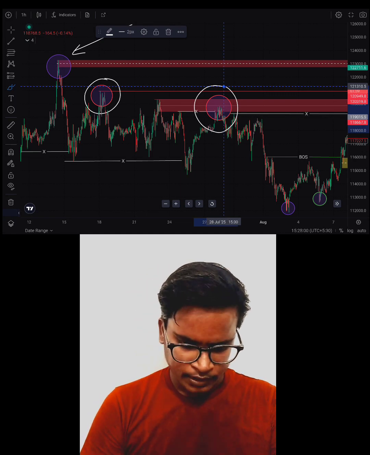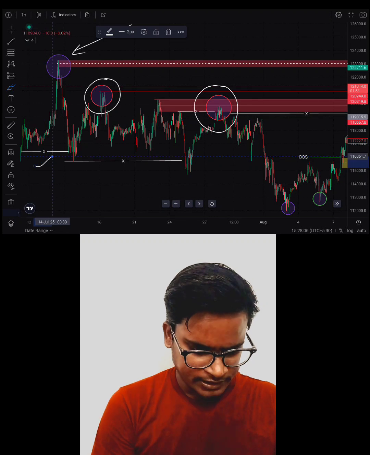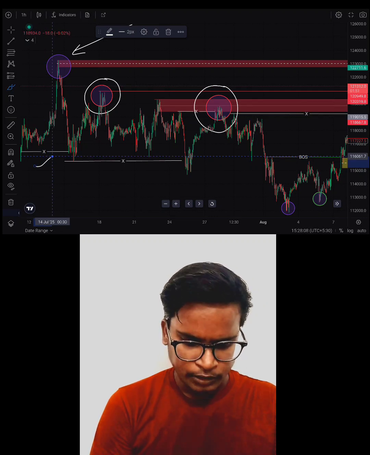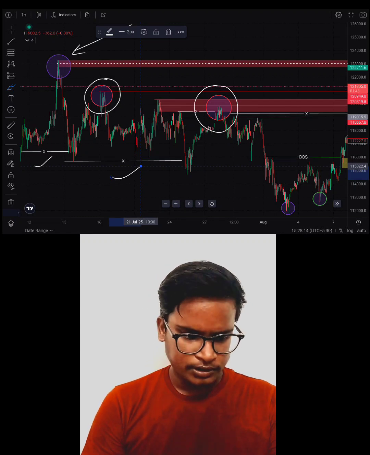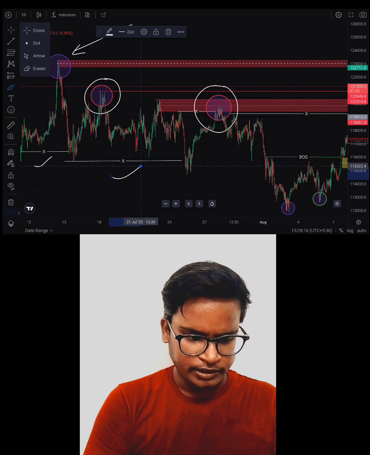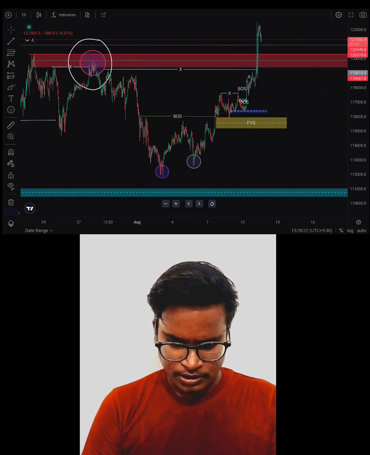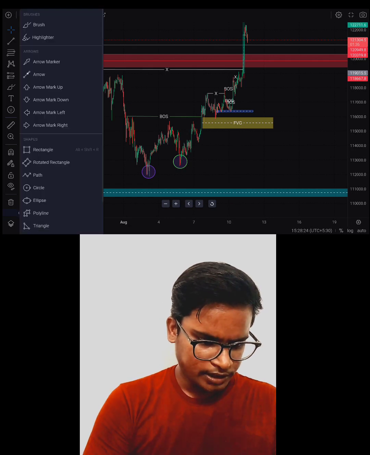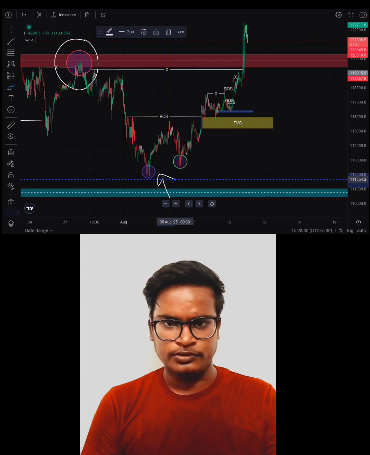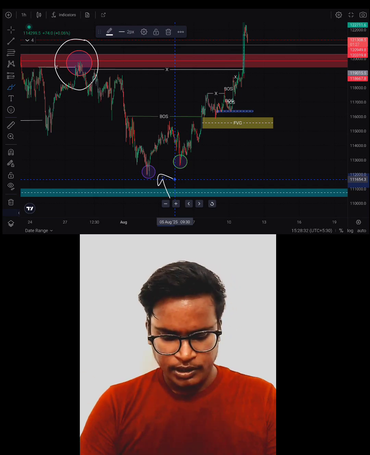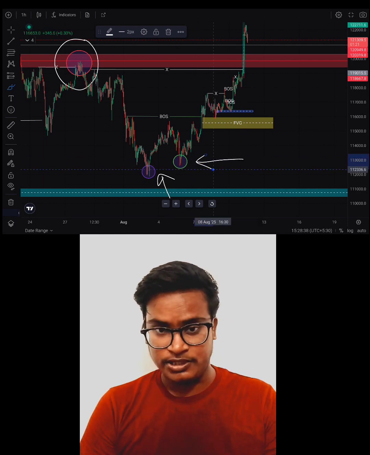But there's one more interesting thing: there is always a liquidity sweep here, and in this case also there was a liquidity sweep. We can conclude that the market was in a downtrend, but things are changing right at this point. You can see the market didn't go to our support zone. It formed an inducement, and it formed a mitigation.